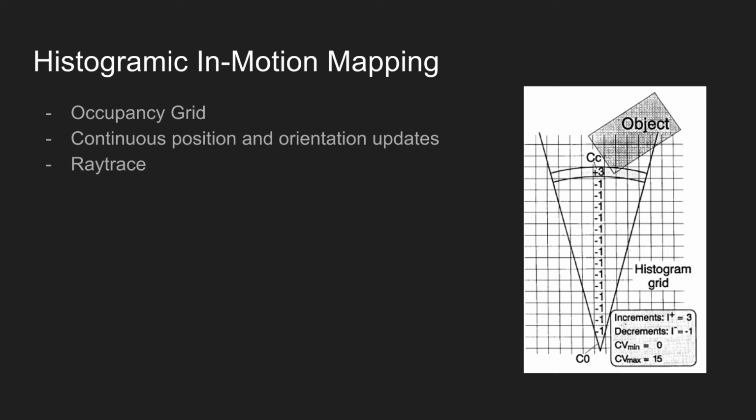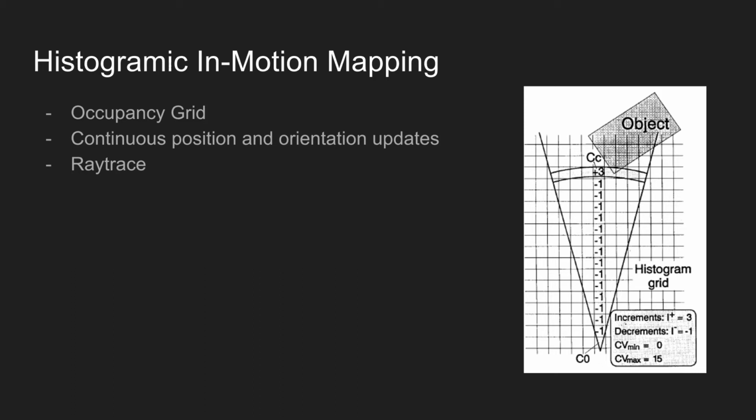If we take a look at the picture on the right-hand side, we can kind of see how this algorithm works. Let's assume that we place a sensor at location C0, and that the distance that the sensor read is distance D, and the corresponding distance point is point CC.